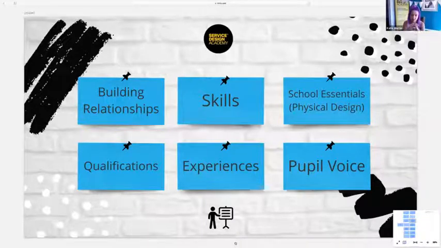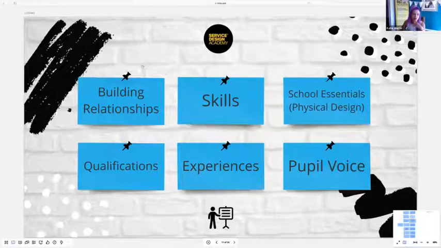We brought it all together, and when the young people and the staff all came together, these were the 6 elements that were honed in on. So that was building relationships, skills, school essentials like the physical design and the environment around you, qualifications, experience, and the importance of the pupil voice. So those were the different lessons that we learned, that actually it's not all about qualifications, and it's not all about getting A grades. The strongest theme here was actually building relationships. This was what children and the young people really wanted to focus on.